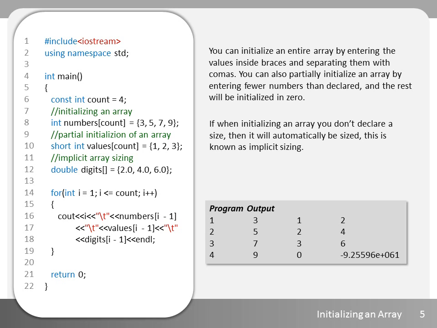The for loop will keep incrementing I and printing the elements in the array. And when printing the fourth element in the array on the fourth line, we can see that the last element, the number 9, was printed in the array numbers. The last element in the array values was also printed. It was a 0 since it was partial initialization.